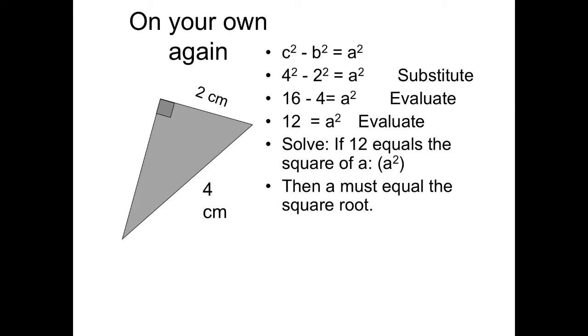12 isn't there, but it is definitely between 9 and 16. Which is it closer to? In this case, it's closer to 3. Because 12 is 3 places away from 9, but 4 places away from 16. So you could say that the missing leg is about 3.